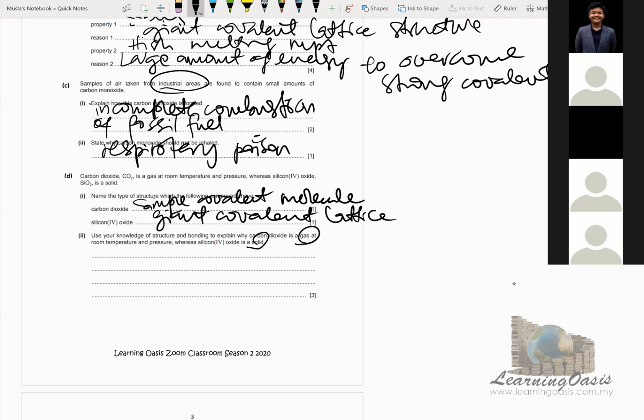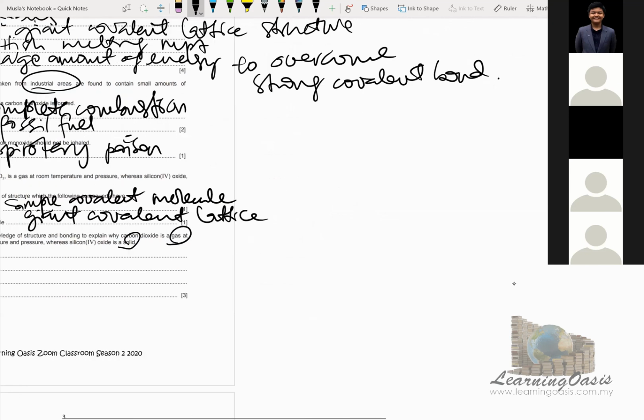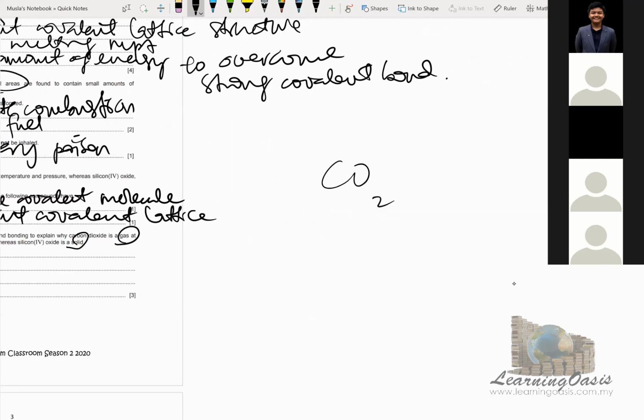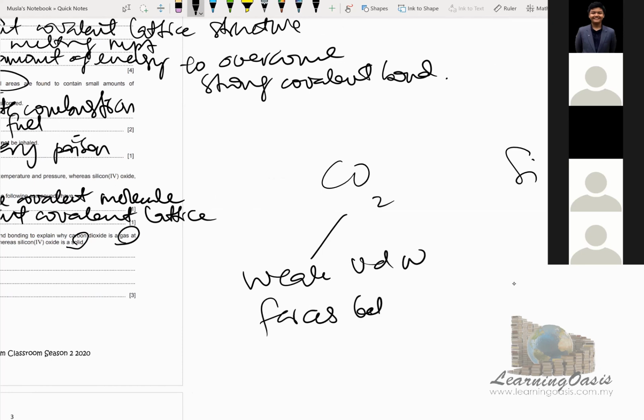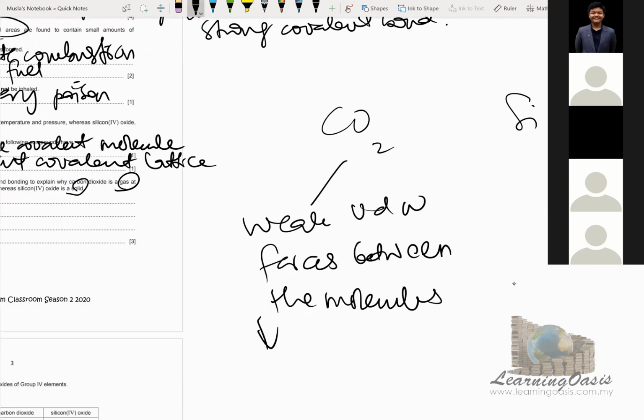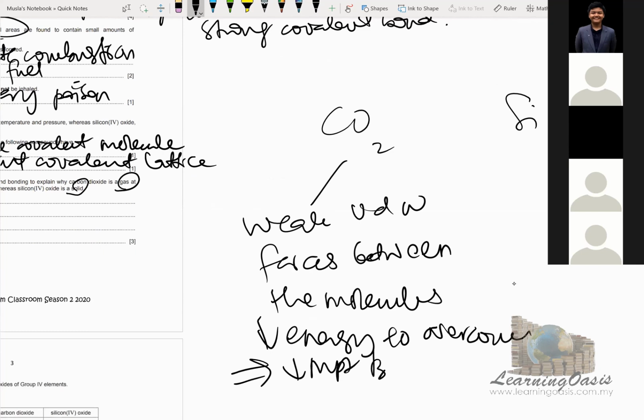So how do you explain it? Carbon dioxide has weak van der Waals forces between the molecules. So a small amount of energy is needed to overcome the forces. So you talk about low melting point and boiling point.